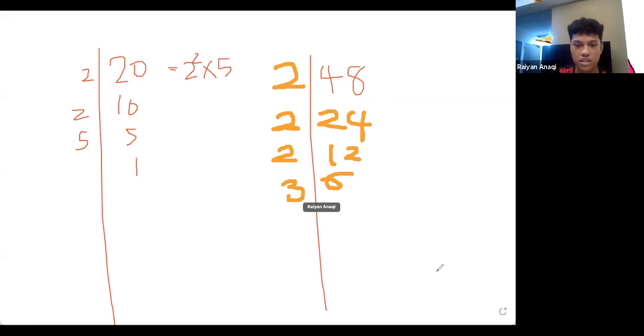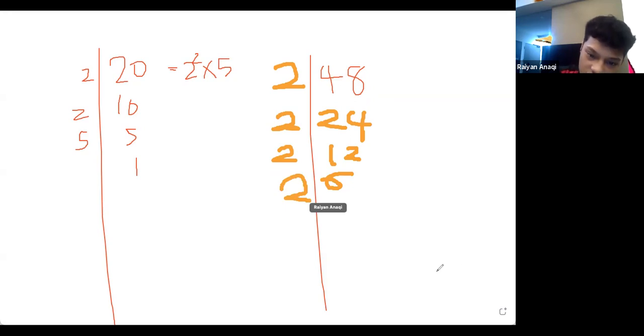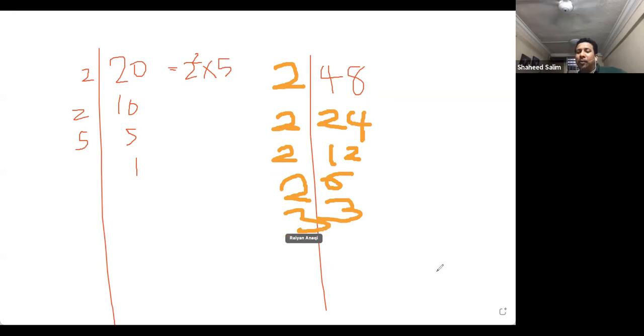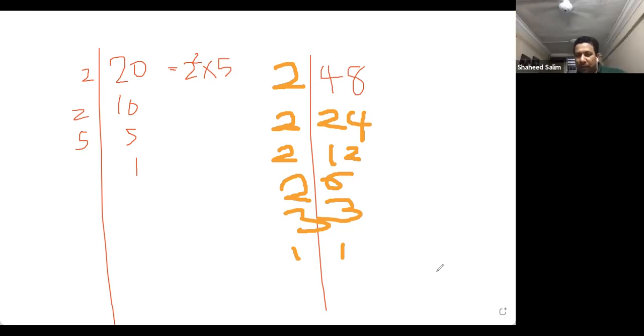I know, don't divide by 3. Divide by 2 first. You can divide by 2. Equals 3, right? Now then you score your goal. Divide by 3, I think 1. So what's the prime factorization? 2 to the power of 4 times 3. Yes, that's it. Well done.